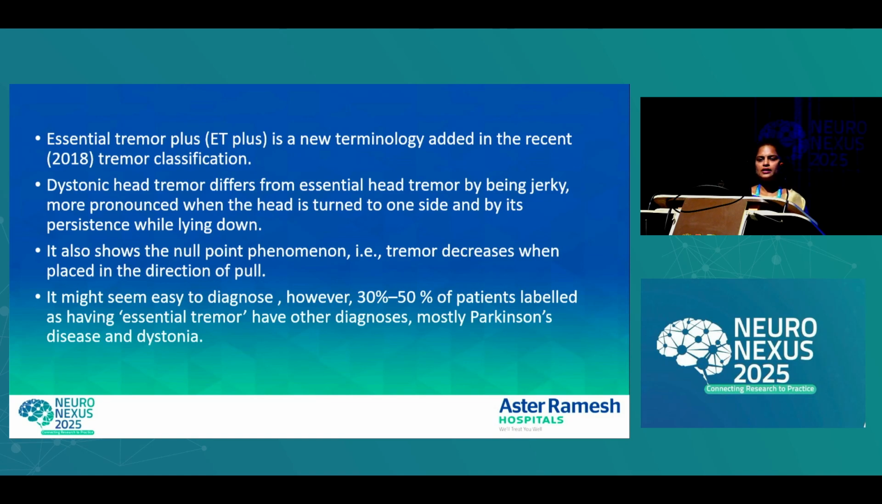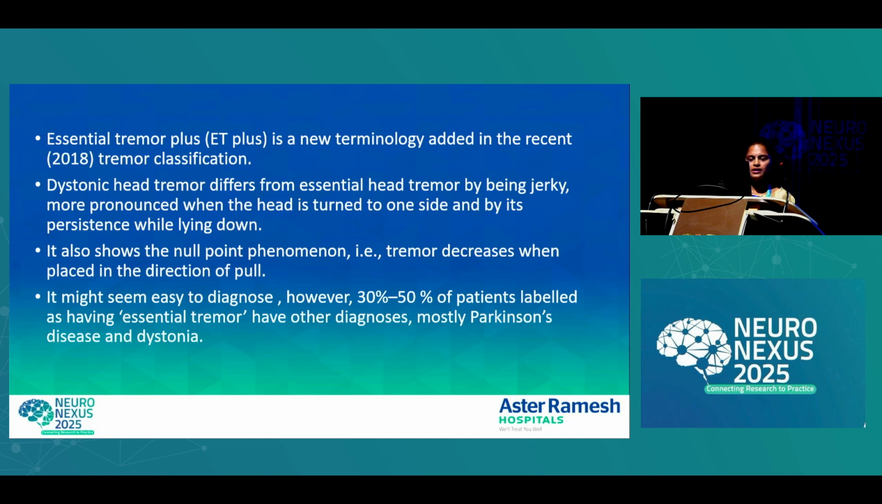So this essential tremor plus was the new terminology added in the 2018 classification. It is called dystonic head tremor, which, unlike essential tremor, has a jerky nature, and usually there is a null point phenomenon, that is tremor decreases when the head is placed in the direction of the pull.